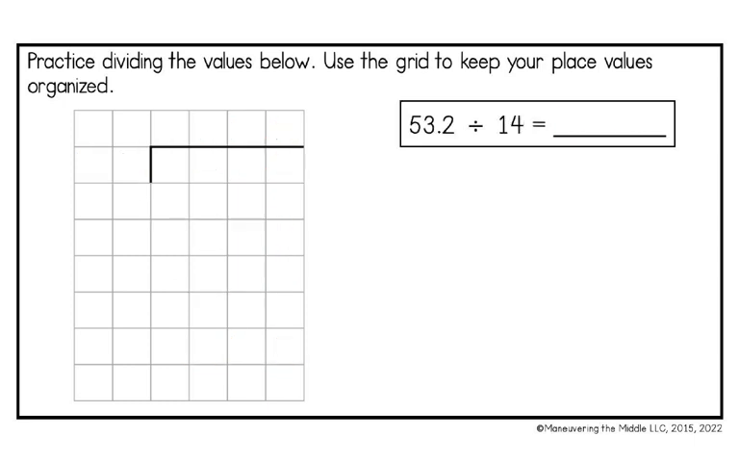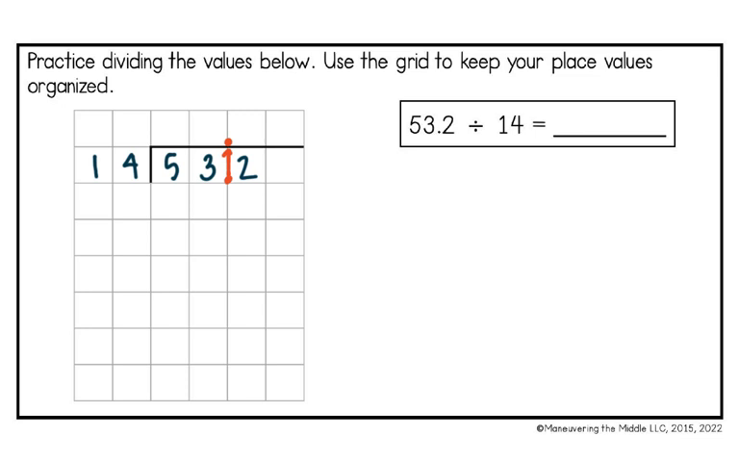All right, now our next example is 53.2 divided by 14. So I'm going to put 14 on the outside and 53.2 on the inside. And we need to make sure that we bring that decimal up so that we can make sure everything is aligned properly.